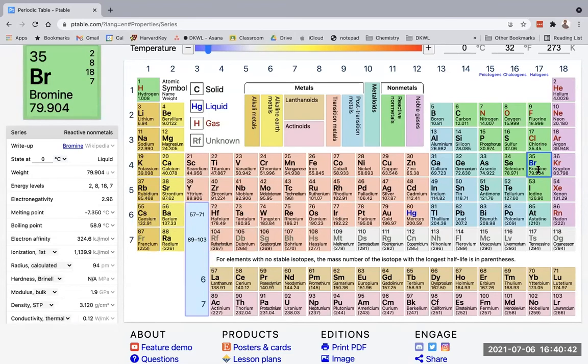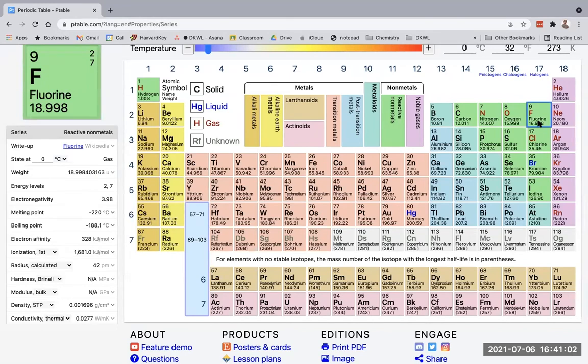Bromine, even less. That means it becomes less and less likely for them to lose electrons as you go down, right? But when it becomes difficult to lose electrons, it becomes easier to gain electrons. Now look at the radius.